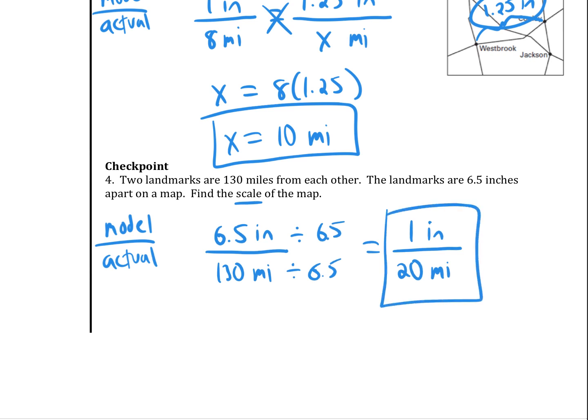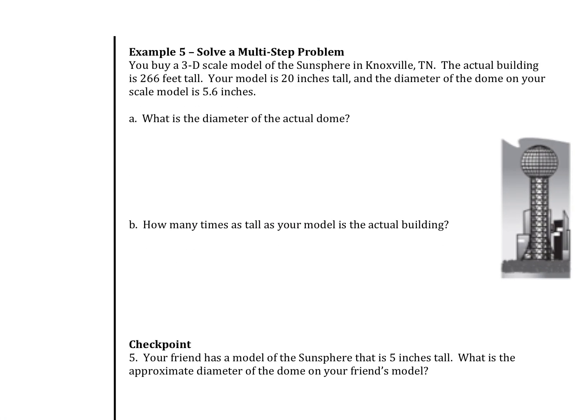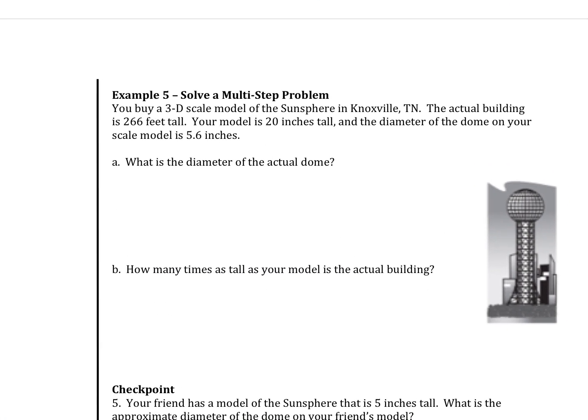All right, we got 2 more examples to do here. Let's keep moving. So solve a multi-step problem. You buy a 3D scale model of the Sun Sphere in Knoxville, Tennessee. The actual building is 266 feet tall. Your model is 20 inches tall, and the diameter of the dome on your scale model is 5.6 inches. What is the actual diameter of the dome?